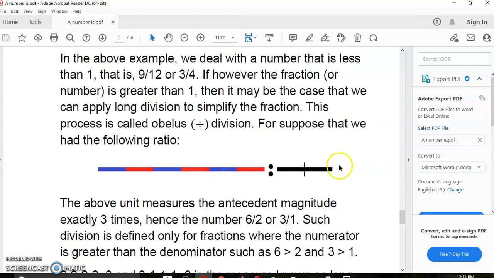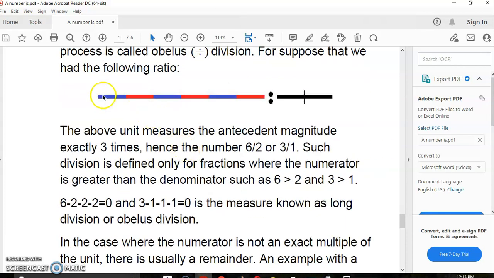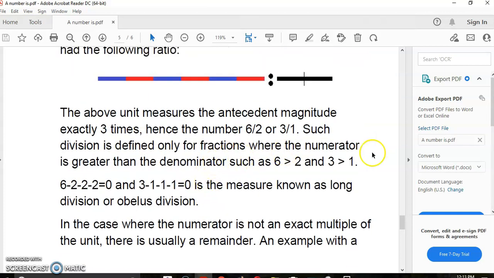So for example, suppose we have this ratio here that you see in front of you, with this antecedent and this consequent unit. Then the above unit, this unit here, measures the antecedent 3 times, right? Hence the number 6/2 or 3/1. And such division is defined only for fractions where the numerator is greater, such as 6/2 or 3/1. And we can do it this way to see that that measure is true. So if we wanted to measure 6 with 2, we subtracted 3 times, and that's the result, right?